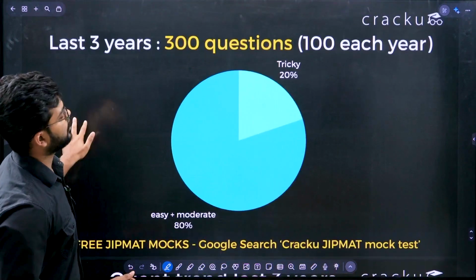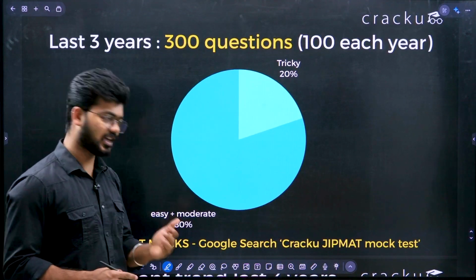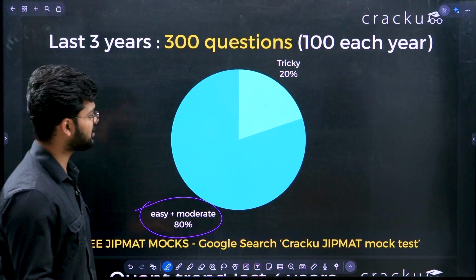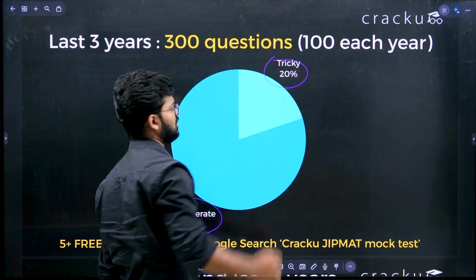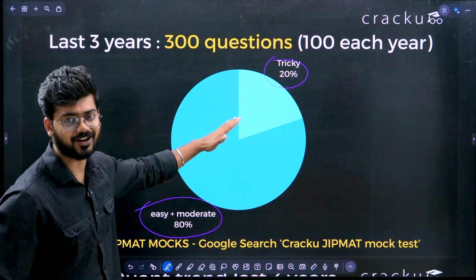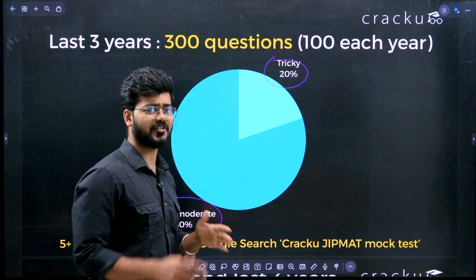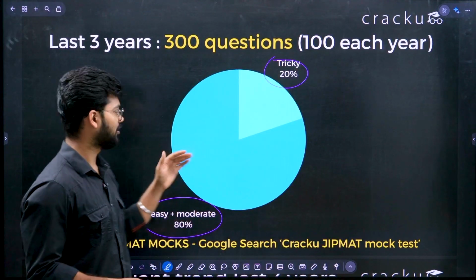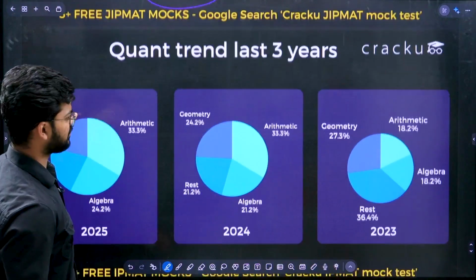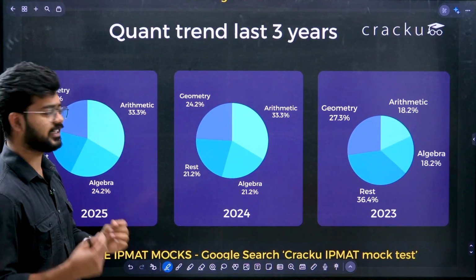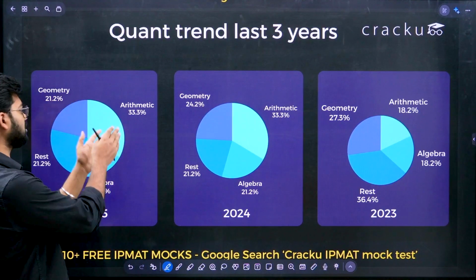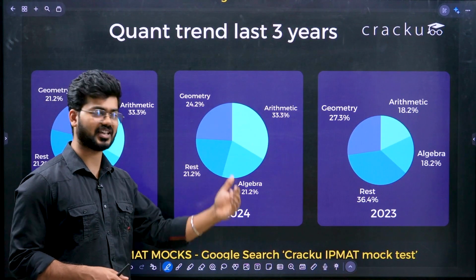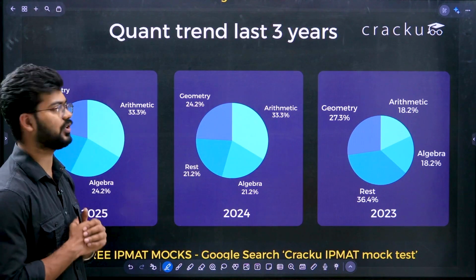Moving ahead, okay, in the last 3 years 300 questions came in total, and in this easy to moderate is 80% of the total questions and tricky is 20%. And why I am not saying it as directly hard questions, we have made a very detailed video on this analysis also. You can watch that video linked here. Okay, moving ahead, the last 3 years trend. And if you want to know in detail what is the actual trend in arithmetic, from what topic, what questions, how many questions came in each specific year, you can watch the detailed analysis video here.